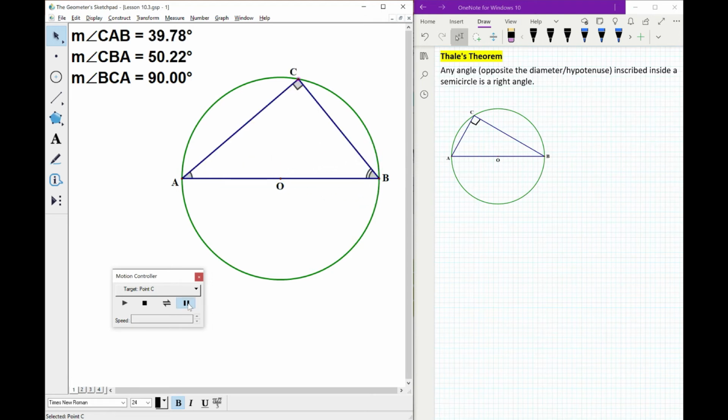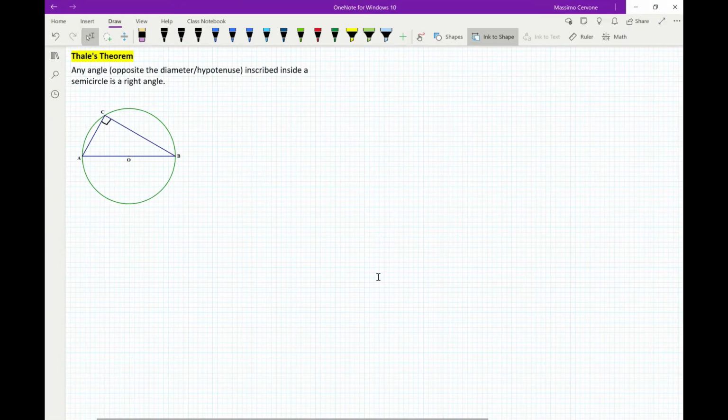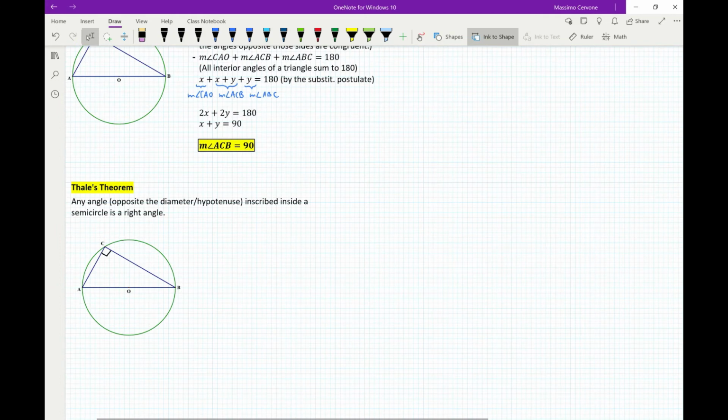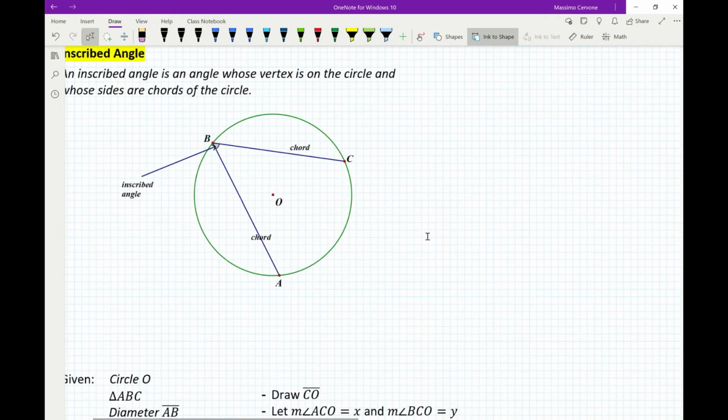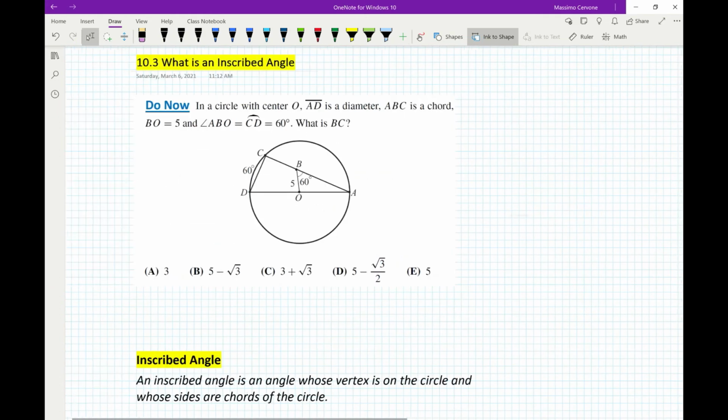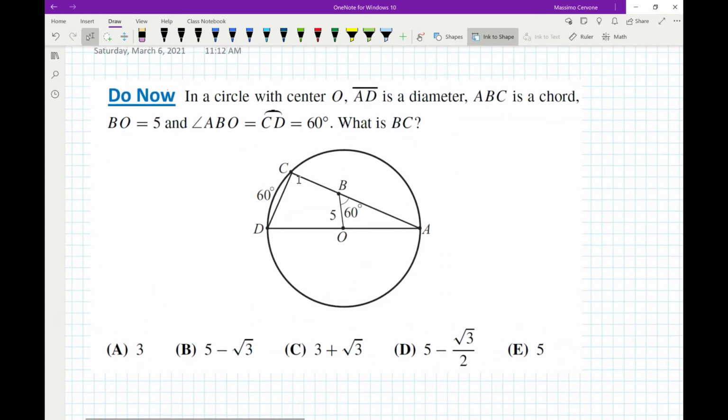And at this point, we can now go back to our previous do now and maybe think about, okay, how can we solve it? So let me maximize this here. Okay, so if we go back here to the do now, so let me scroll up really quick. So here, now we know what the measure of angle ACD is. So according to Thales' theorem, we know that this is a right angle, okay? So again, how do we solve this problem? Well, we still need to know what this angle here is, right?